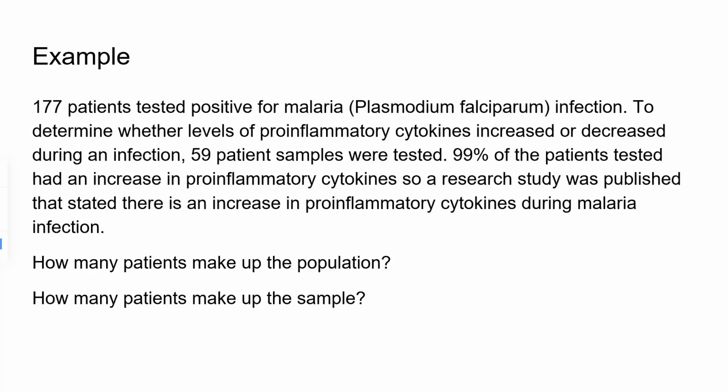So every blood sample that would be received in the hospital, and that number wasn't given to us in the problem. So it all depends on what you're looking at in your research study. But when we're looking at this one, 177 is the population because we're only concerned about the positives in this study. How many patients make up the sample? 59. So why don't we test every single person in the population? The big reason is money and time. So a lot of times we don't have the time or financial resources to test every single patient. So what we'll do is randomly select a small subset of patients to do that deeper dive, that deeper analysis.